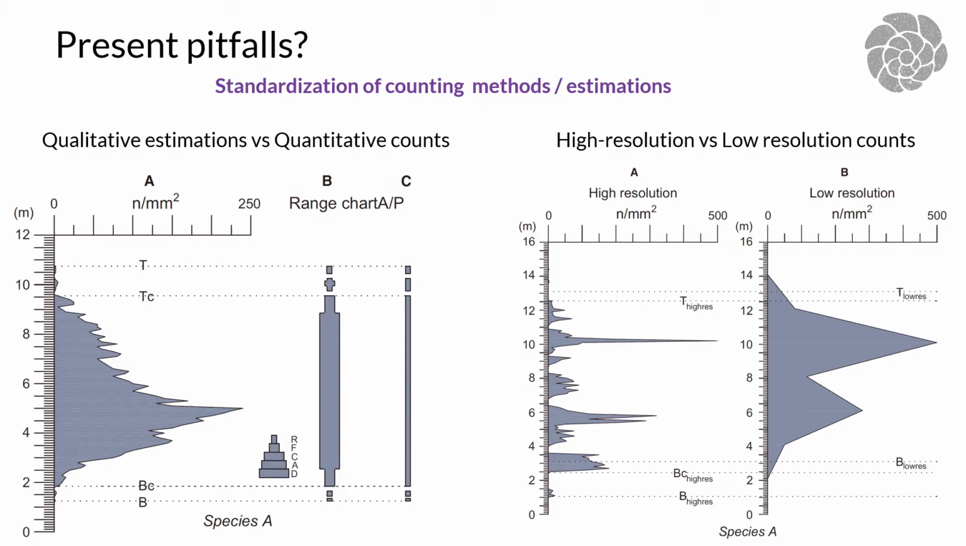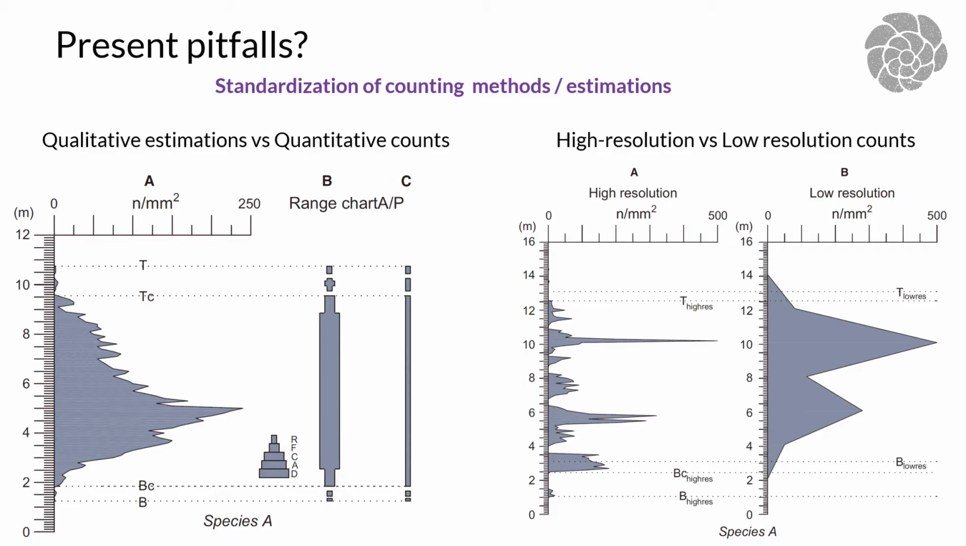And I think that it's quite easy to understand that if you go from the left to the right, you are losing information. So it is important and crucial to standardize counts, but in terms of quantitative estimation.